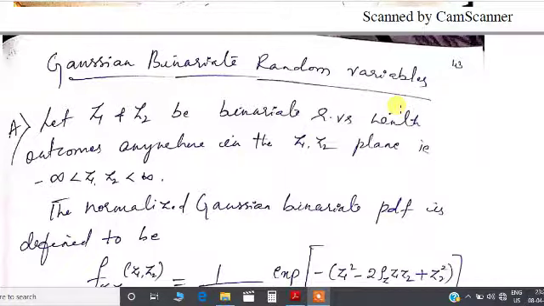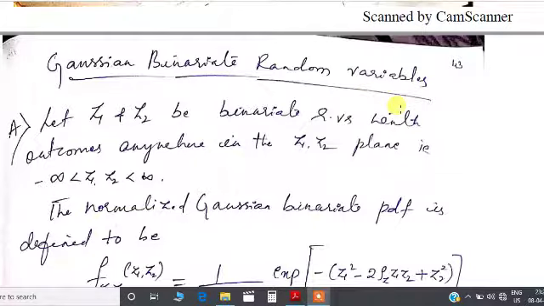In this lecture, we discuss Gaussian bivariate random variables. In the previous module, we discussed the normal distribution as well as the standard normal distribution. The other name of a normal distribution is a Gaussian distribution. The same Gaussian distribution we will consider for the bivariate random variables.